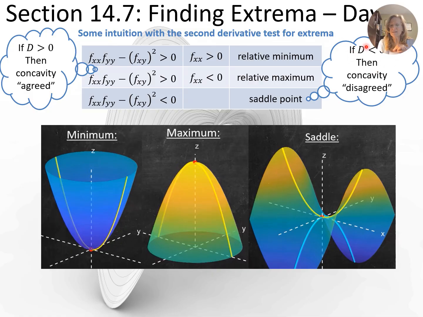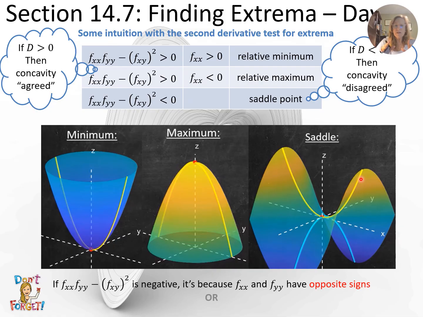If our D formula is negative, what that says is these two values disagreed. One was positive, one was negative, and then you're subtracting a positive value, so you have a negative and then another negative. Our D formula is going to be negative, and it means that the concavity wasn't in agreement. It didn't agree, and that's what created this saddle point where, along this path I feel concave up, along this path I feel concave down, along this path I feel like a point of inflection. There's not enough agreement, and that creates the saddle point.